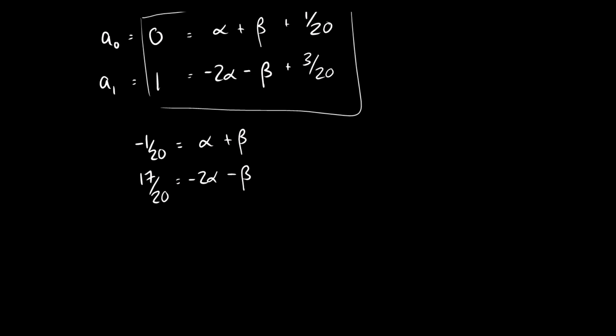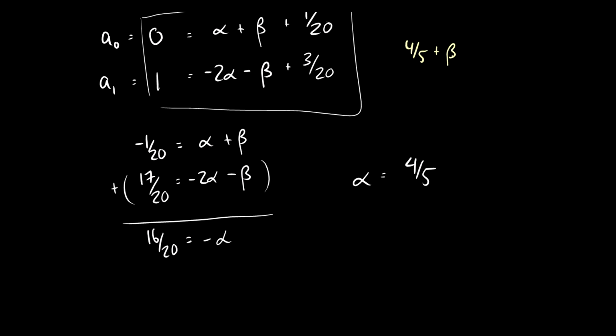So we can just add these two together to eliminate the betas. So we're going to get 16/20 is equal to negative alpha. So we can say that alpha is going to be equal to 4/5. And okay, so we got our alpha. We also know that 4/5 plus beta is equal to -1/20. So let's subtract 4/5 from that. So that means that beta is going to be -1/20 minus 4/5.